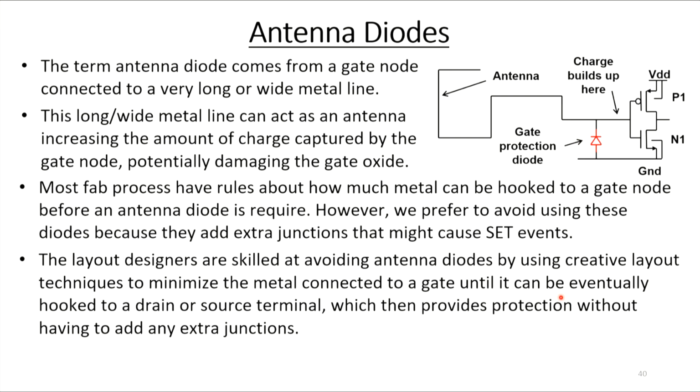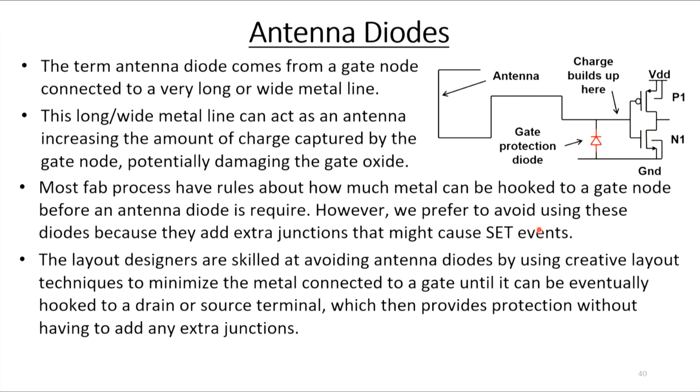Now, the term antenna diode comes from a gate node with a very long or wide metal line hooked up to it. And I show that here with this long, circuitous line. So this long or wide metal line can act as an antenna, increasing the amount of charge captured by the gate node and potentially damaging the gate oxide. Most fab processes have rules about how much metal you're allowed to hook to a gate node before an antenna diode is required.